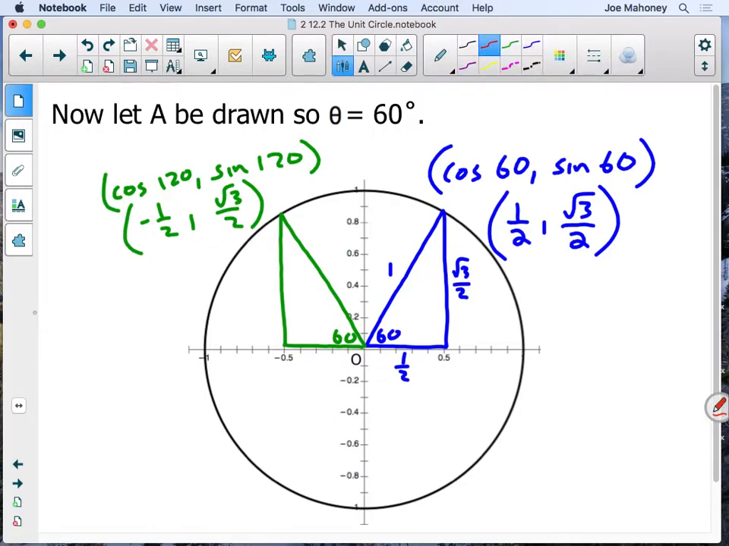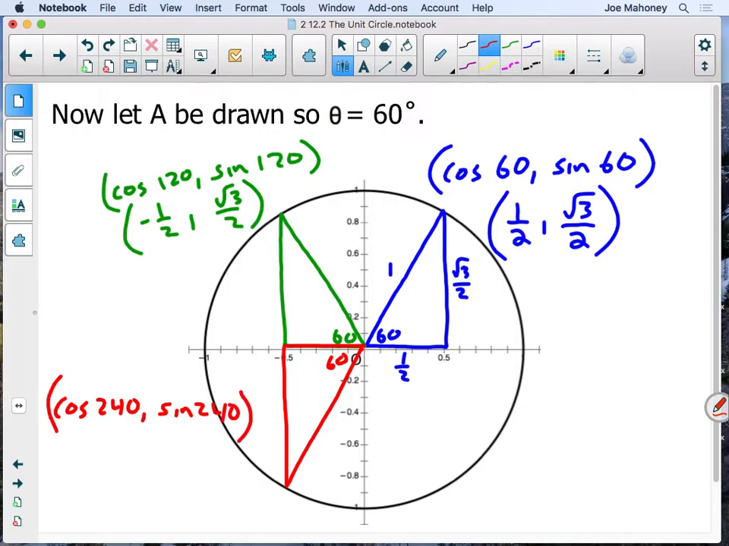If we rotate the blue triangle 180 degrees, here's my 60-degree angle again. So I've gone 180 and then 60 more. This point down here represents an angle with a standard angle of 240 degrees. So this point here is going to be cos 240, sine 240.